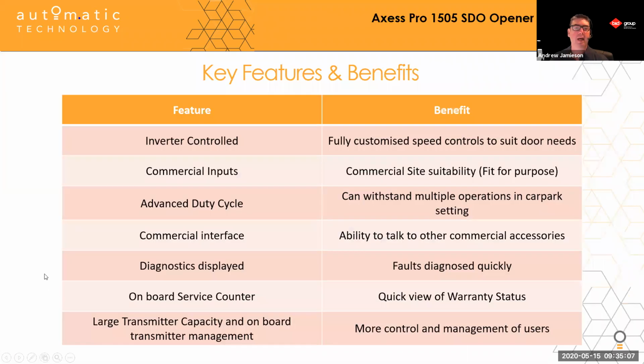But once again, you'll see the same slide. We're talking about what it brings to the table. The duty cycle on this isn't identified, but it's 30%, so it's suitable for underground car park high cycle. It's got the full logic console control, so we're bringing to light the same opportunities to understand for it's tailored to the commercial site with those variable inputs available, and we've got that onboard service counter and large capacity of the transmitters that is required.